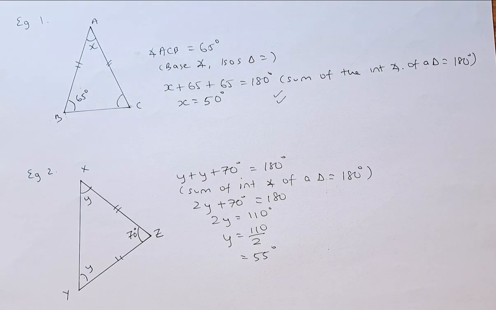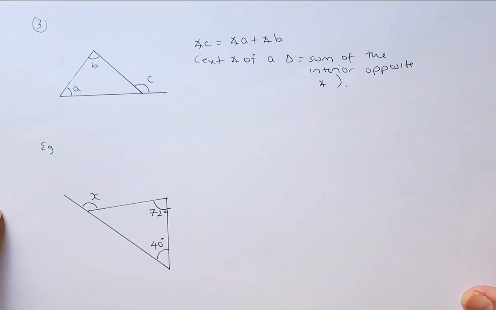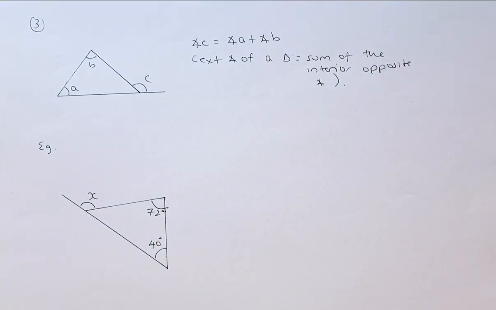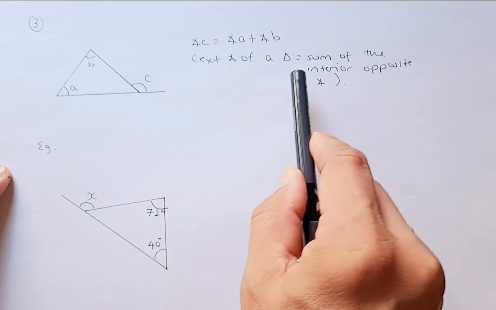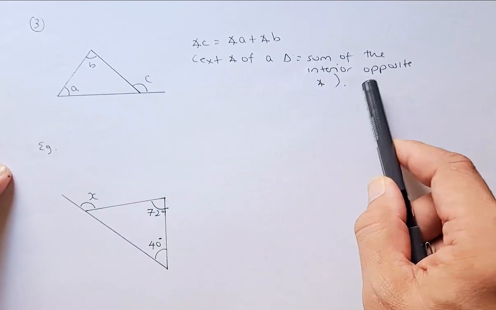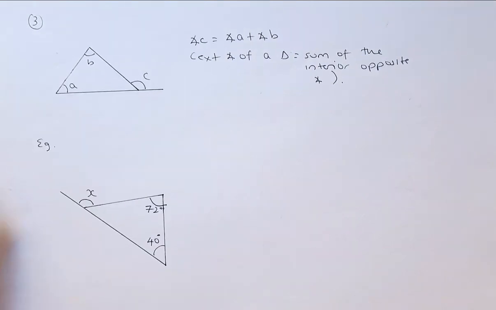Now, last but not least, we are going to do the third theorem. Remember, the first theorem is the sum of the interior angles of a triangle add up to 180. And the second theorem is the base angles of an isosceles triangle are equal. The third theorem is the exterior angle of a triangle: the exterior angle C is equal to the sum of the interior opposite angles. So angle C is equal to A plus B.